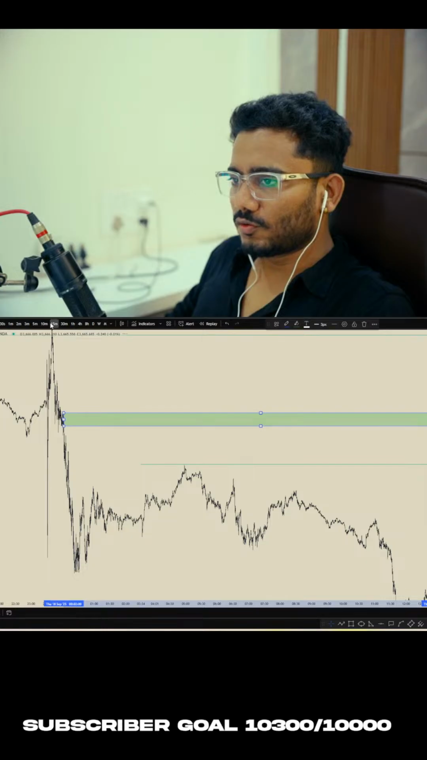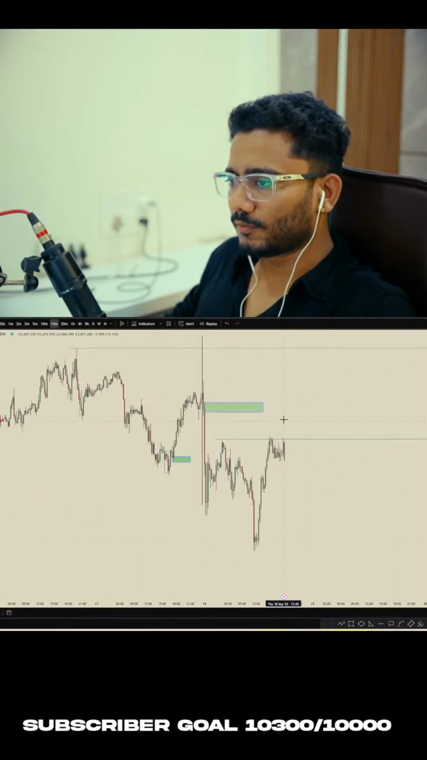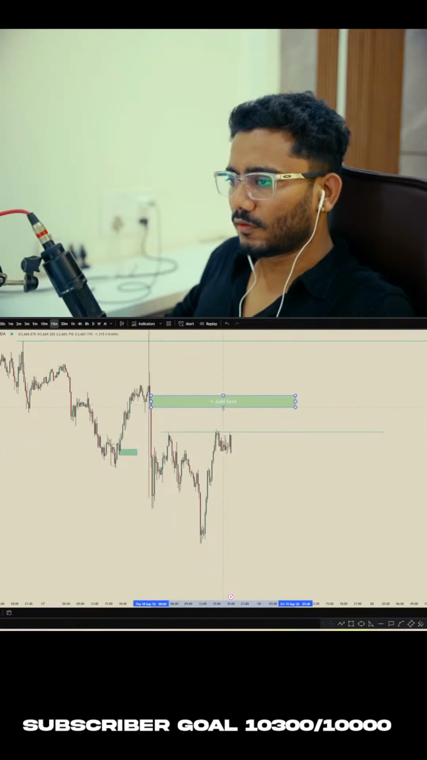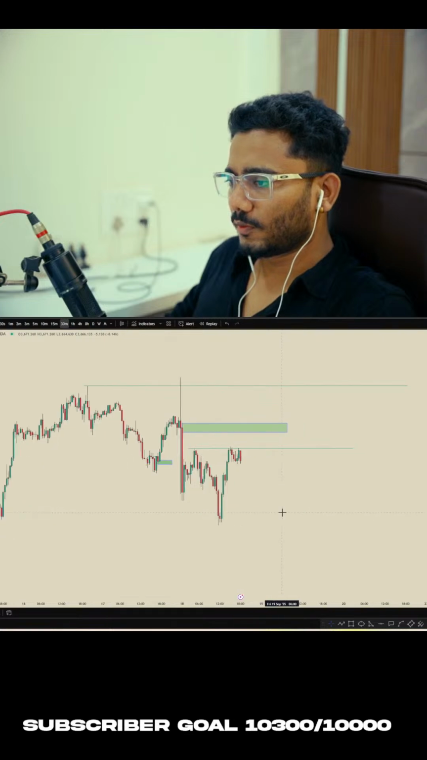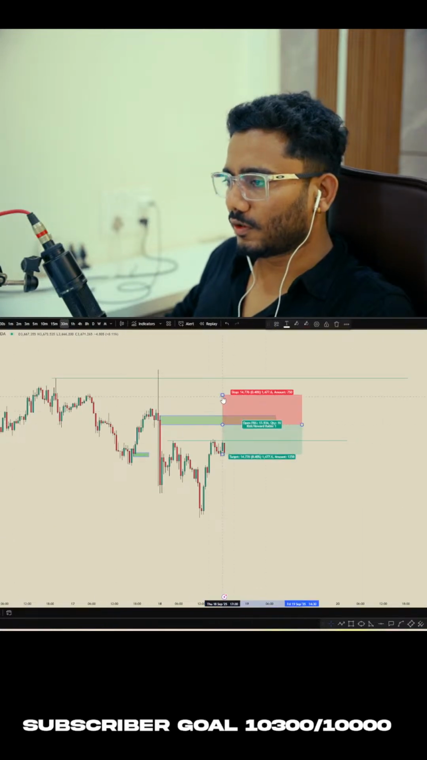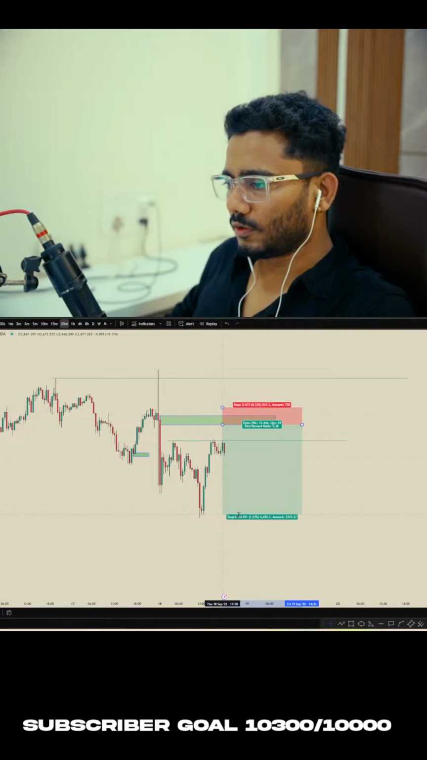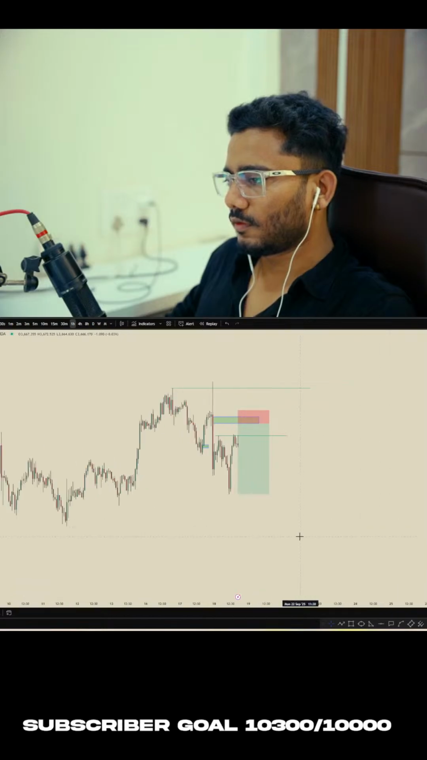So I think price should retest from this. Then we can look for a sell side entry from here. This order block, we can extend till here. We can look for sell after confirmation, and target the next low, which is this one in this case.